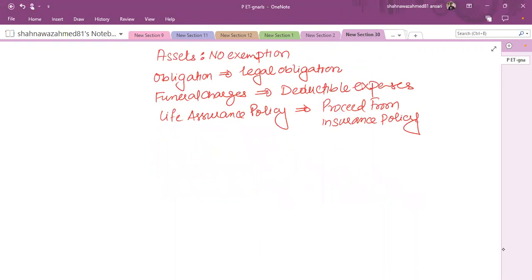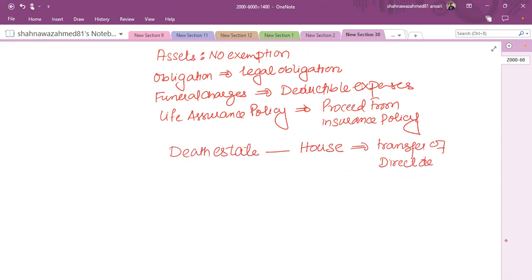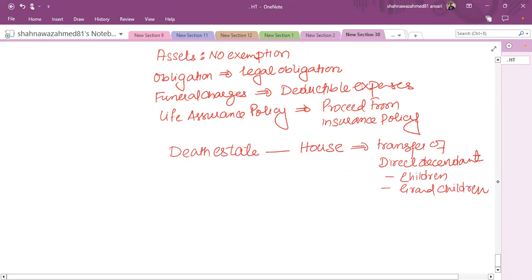Now, one important thing is that if the death estate comprises a residential house, and that house has been transferred to direct descendants, then we'll get RNRB. Who is a direct descendant? Children and grandchildren. If a house has been gifted to either children or grandchildren, then there is eligibility for RNRB. Now we'll get RNRB against this house.